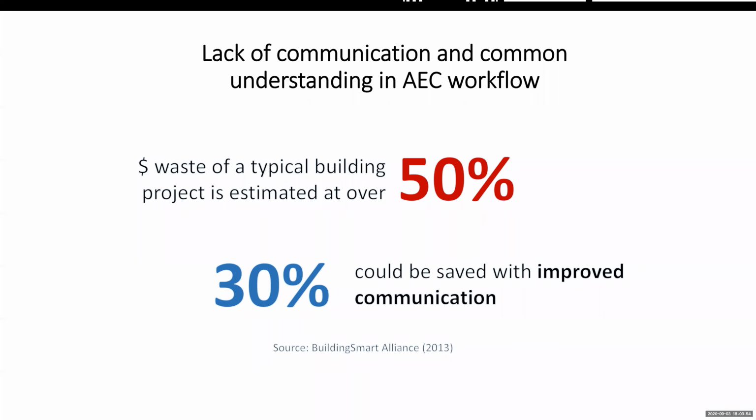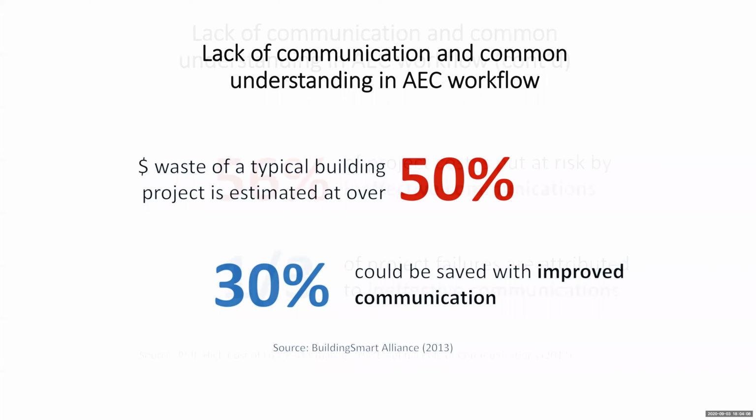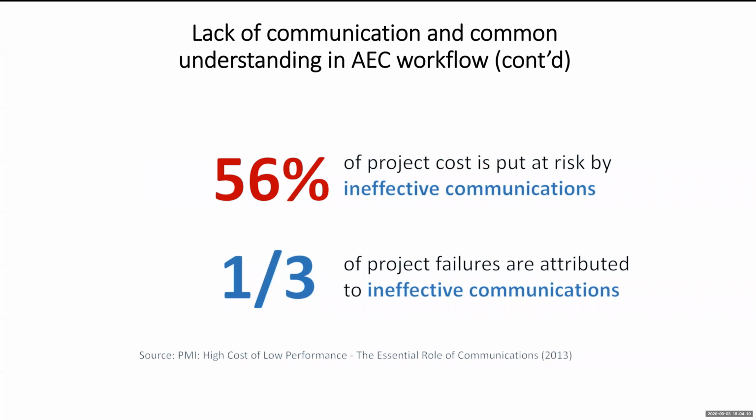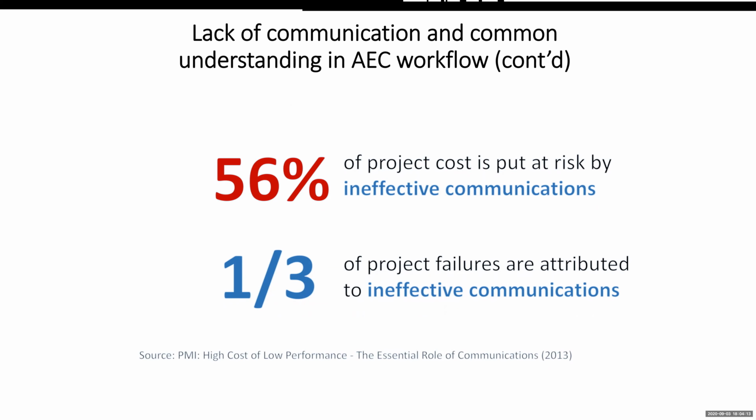But yes, if we have better communication, if I talk with my designer, if the general contractor talks to every single subcontractor, if everybody likes everybody, then literally we could save 30% of a project cost. About 56% of project cost is put at risk by ineffective communications. And one third of project failures are attributed to ineffective communication, such as lawsuits, reworks, unknown conditions. No condition is unknown, guys. There's only ineffective communication. So that is actually the fundamental problem in our industry.